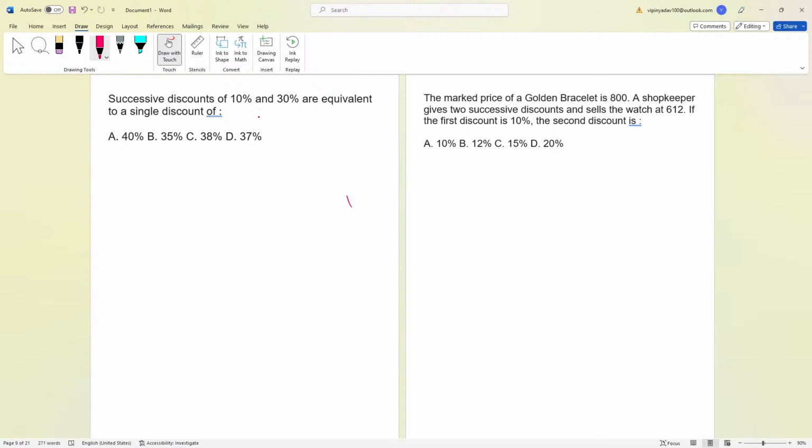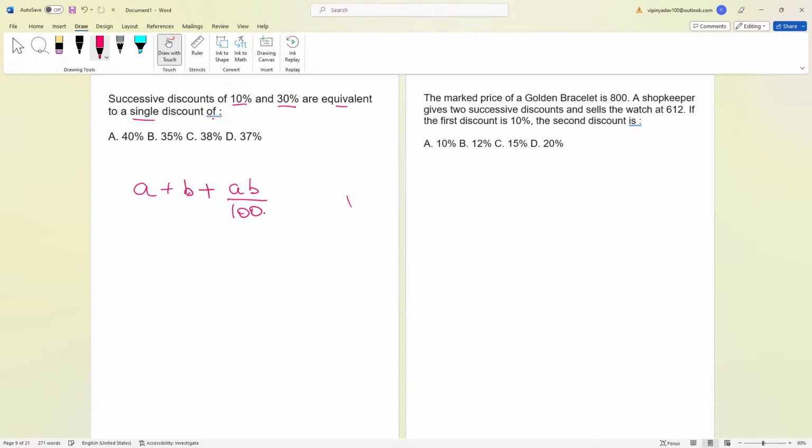Okay, I appreciate that everybody tried. Successive discount of 10% and 30% is equivalent to a single discount of what? Let me tell you, there is a direct formula as well. That formula is, let me write it here, A plus B plus AB by 100. You can note it down as well.